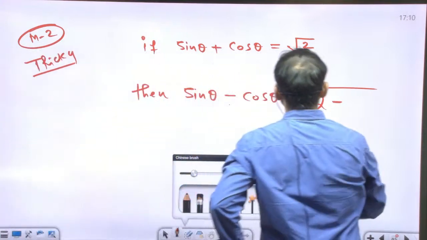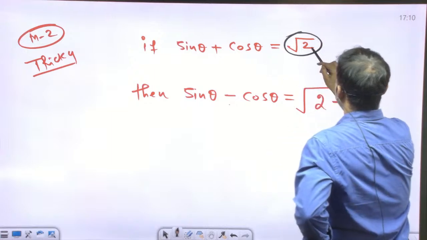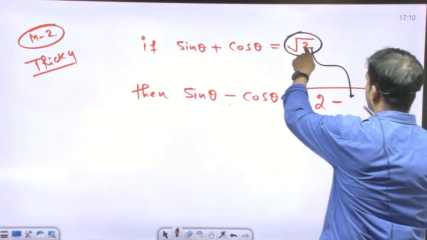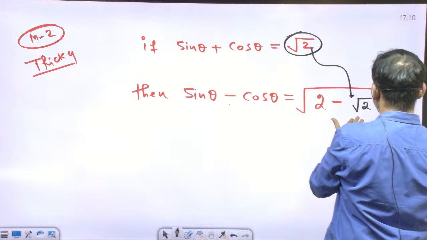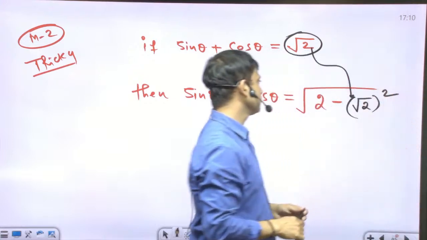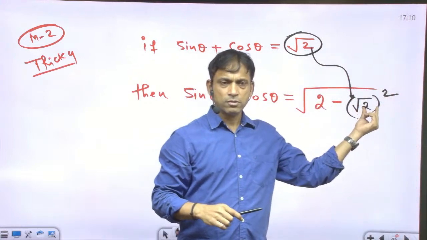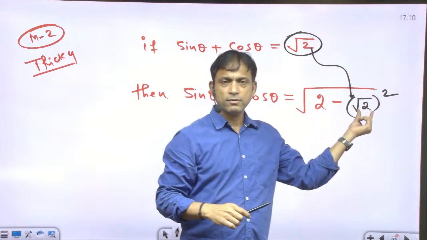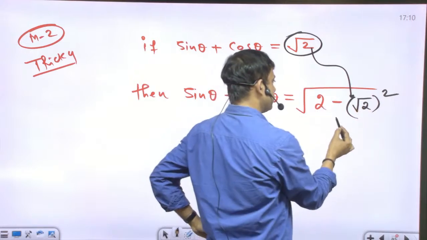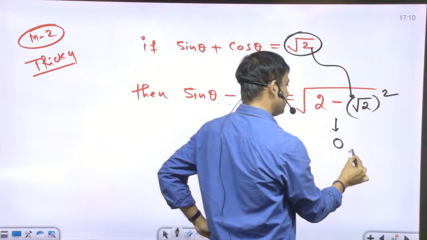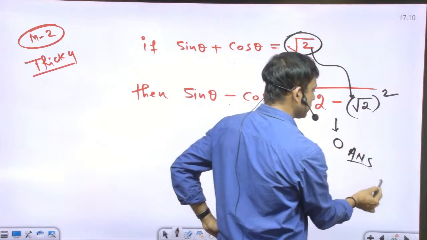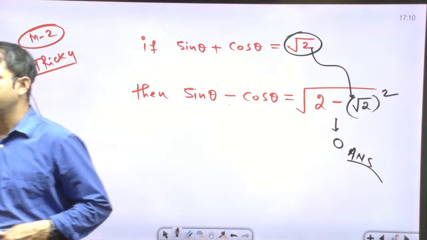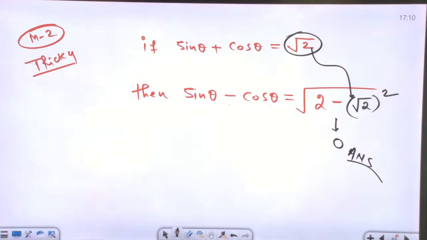Now take this number and then subtract the square of this number only. The square of this number will be 2. And 2 minus 2 will be 0. So your answer will be 0. In a single line, your answer is 0, in any sin cos question.